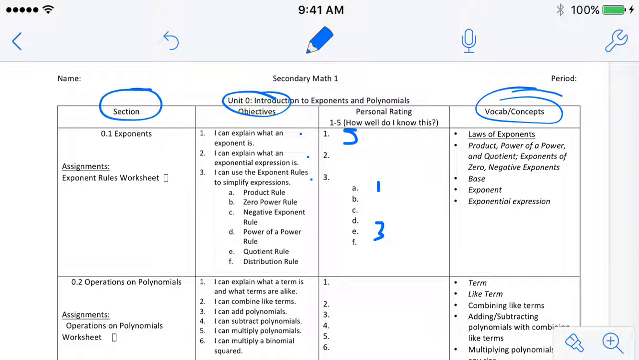If you know all of these, then you should, and I'm going to say should because it's not a guarantee, but you should be able to get a good score on the test.